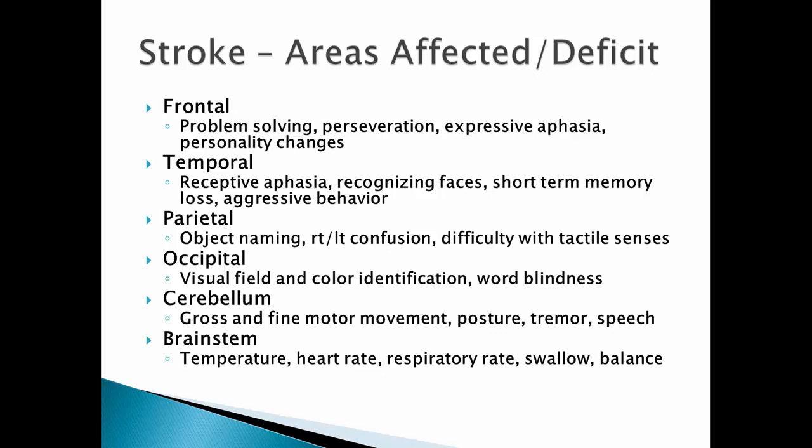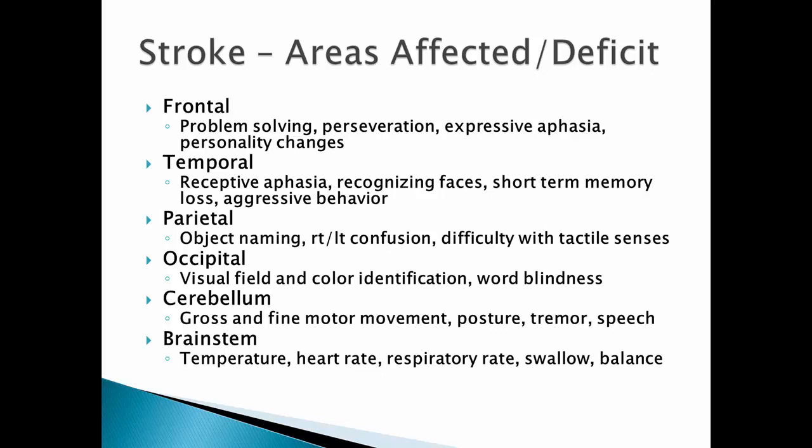In the occipital lobe, we think specifically about visual field and color identification deficits, and you may see something called word blindness. Now, word blindness means that even though they have vision, their visual processing is off. So even though they can see the word just fine, the ability to process what that word means is impaired. So those are the 4 lobes.